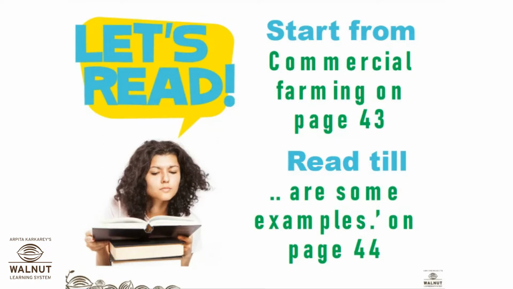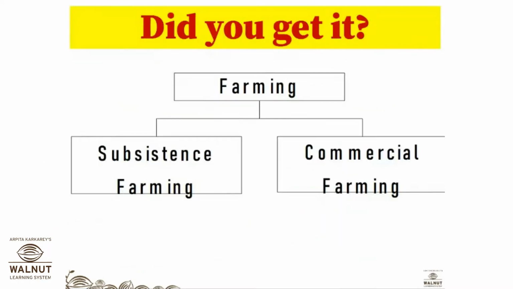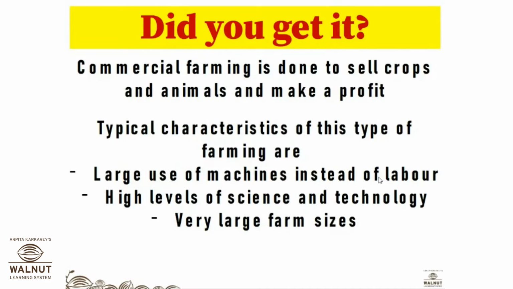Now we'll move ahead with commercial farming. That is the second type of farming. So you have to refer to page numbers 43 and 44 in the textbook. Farming, subsistence farming and commercial farming. Commercial farming is done to sell crops and animals and make a profit. So typical characteristics of this type of farming are large use of machines instead of labor, high levels of science and technology, and very large farm size.